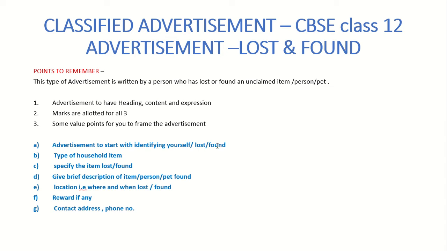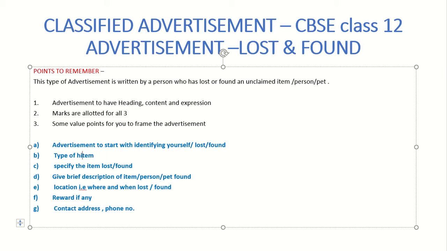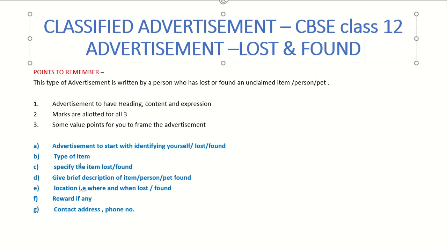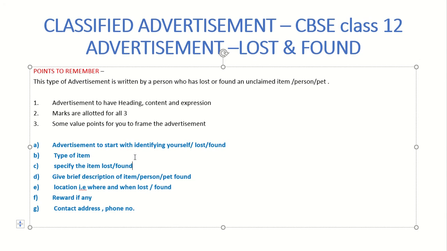So you have to identify yourself, and then the type of item it is, whether it is a pencil box or a tiffin box or a wallet or a passport, whatever it is, that item you have to mention and specify the item lost. So these two can be considered as the same thing. Now give a brief description of the item, how it looks, what color it is, but don't give a complete description either, because there should be something for the person to identify that this belongs to them.